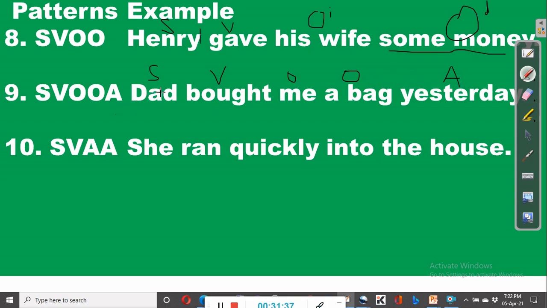All right, so SVOOA, that's another sentence pattern. Subject, verb, object, object, adjunct. And object, object here, we have indirect object and we have direct object before the adjunct. Then number 10, we have SVAA, subject, verb, adjunct, adjunct. She ran quickly into the house. The subject is she, the verb is ran, the adjunct is quickly, and another adjunct is into the house.